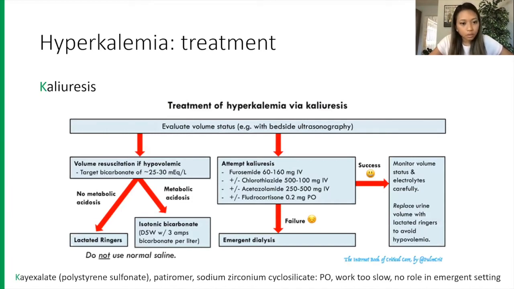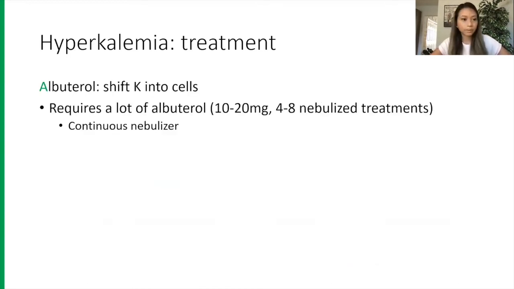Okay, so this is the treatment of caluresis. Basically, you want to fluid resuscitate if they're hypovolemic, and then give them furosemide or other diuretics to get rid of the potassium.